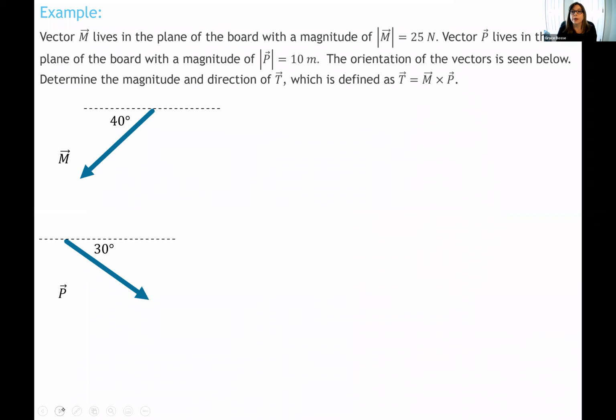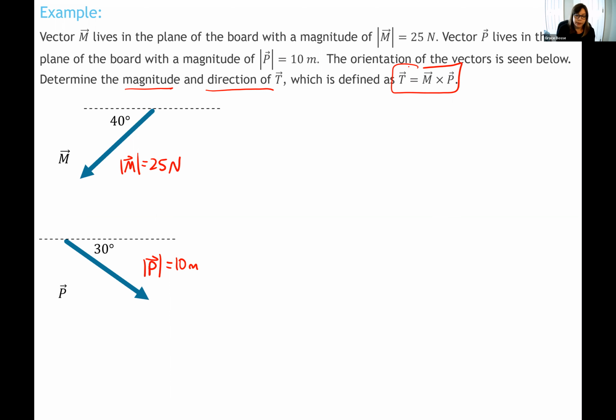All right, so we talked about the magnitude and the direction. Let's do an example where we do all of this together. So I have two vectors, M and P. I know the norm of vector M is 25 newtons. Both of these vectors M and P live in the plane of the board. Vector P has a magnitude of 10 meters. So we can see how they're pointing there. We want to figure out the magnitude and direction of T. Notice this definition here, that T is the result of M cross P.